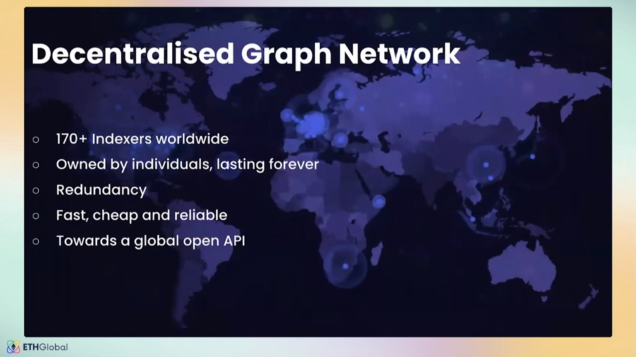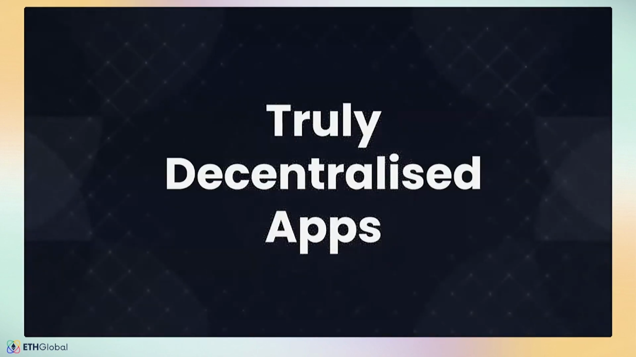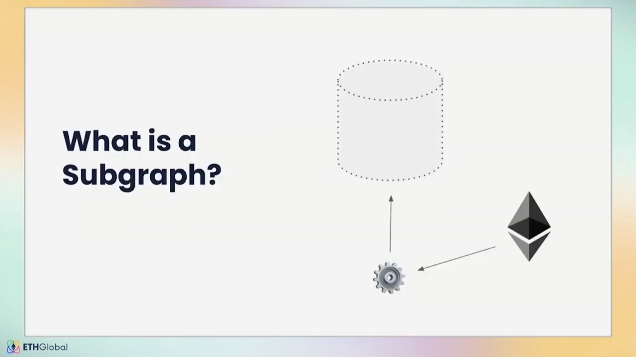So if a subgraph is indexed by one indexer, others are across the world. If one goes down, another is still around. That also gives you fast, cheap, reliable access to that data. And the whole mission is that we go towards a global open API of the data that we need. That's very cool. And in the end, we can now build truly decentralized apps. Right? That's what we try to do here.